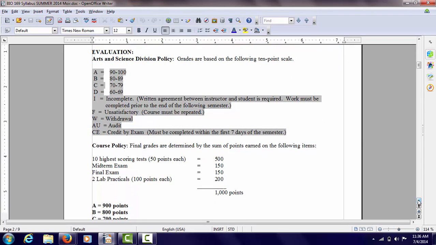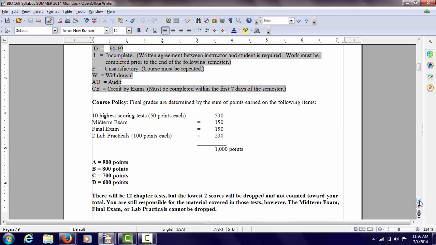Here's how the course will be graded. Every class in the Arts and Science Division is based on a 10-point scale. So 90% and higher is an A, 80 to 89 is a B, 70 to 79 is a C, and so on. That's true for every course in the Arts and Science Division at Gaston. And here's how this class will be graded.